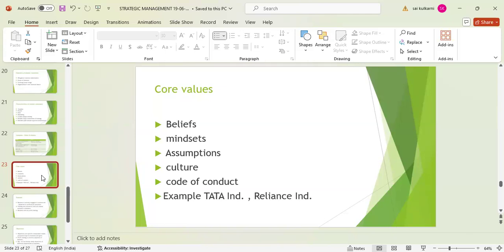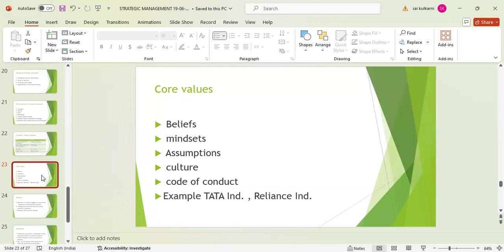We can take the same example. Reliance Industry adopted a village which was vanished in an earthquake. So it is a social activity done by Reliance Industry. So, social responsibility: we have to take social responsibility. It is the core value or culture of Reliance Industry.